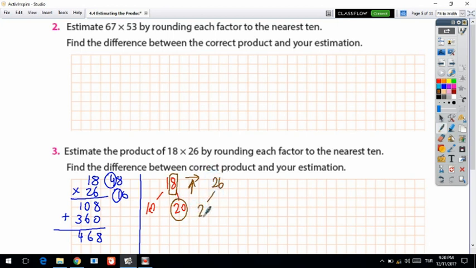Okay, now let's write 26. 26 is between 20 and 30. So now let's look at the ones digit again to understand well. So 6. Is 6 5 or bigger than 5? Yes. If you say yes, you round up, then you move right. The answer is 30.